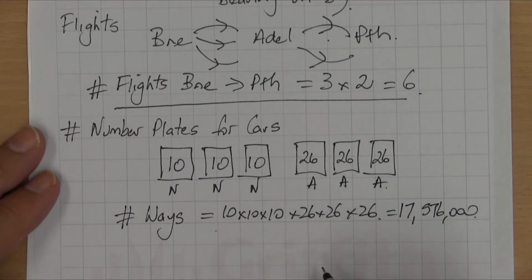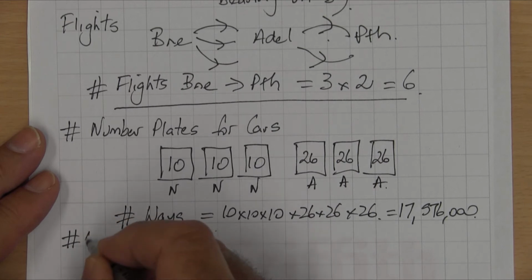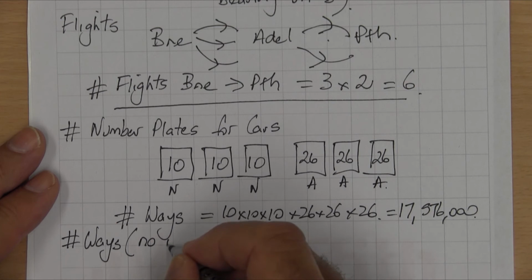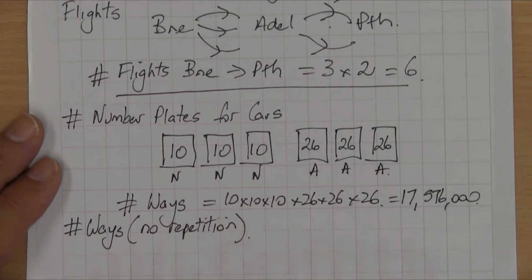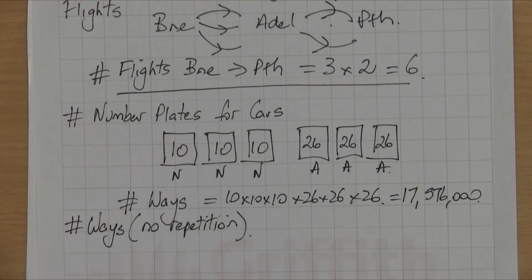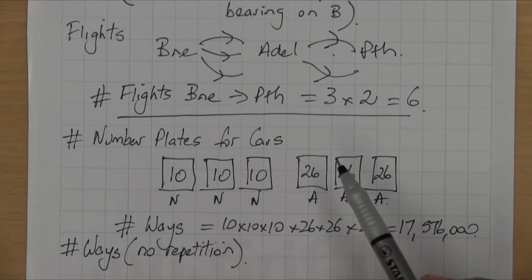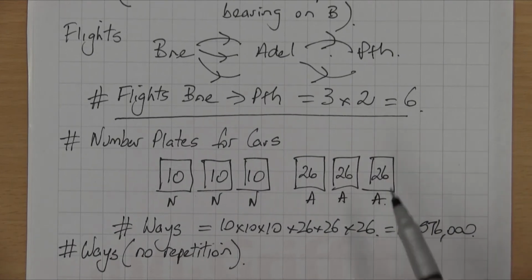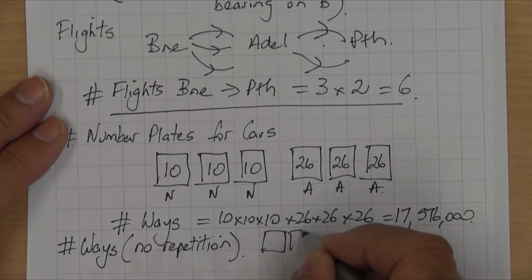Okay, just another scenario, another type of question. So, how many number plates could you make if you had no repetition? In other words, you can't repeat a number, so you couldn't have 3, 3, 5, and you couldn't have B, B, Z. All right? No repetition. So let's just put our 6 boxes.